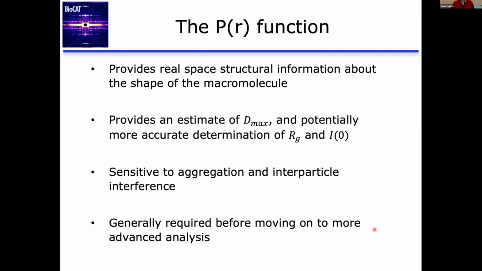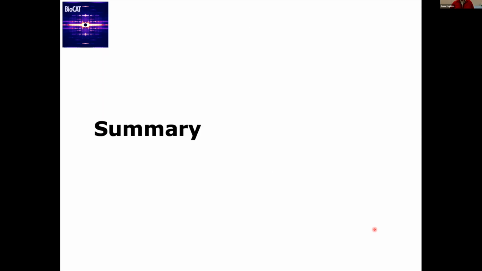So to summarize about the P of R function then, it provides real space structural information about the shape of the macromolecule, provides an estimate of the maximum dimension, potentially more accurate determination of RG and I0. It's sensitive to aggregation and interparticle interference. It's generally required before moving into more advanced analysis. And so this is a very useful, again, model-independent way of getting out real space information on the shape of the macromolecule. I have a couple of summary slides, so I'm just going to go through there, and then we'll go into the Q&A, and I can take any questions on IFTs then.